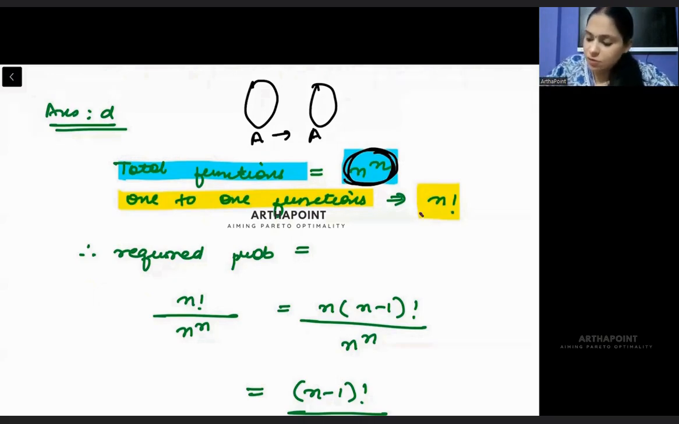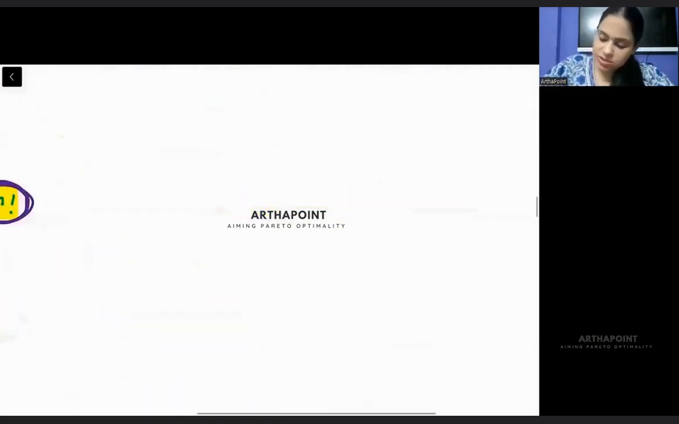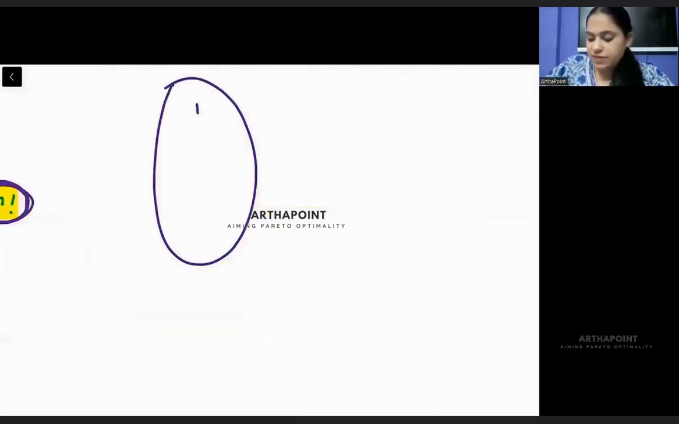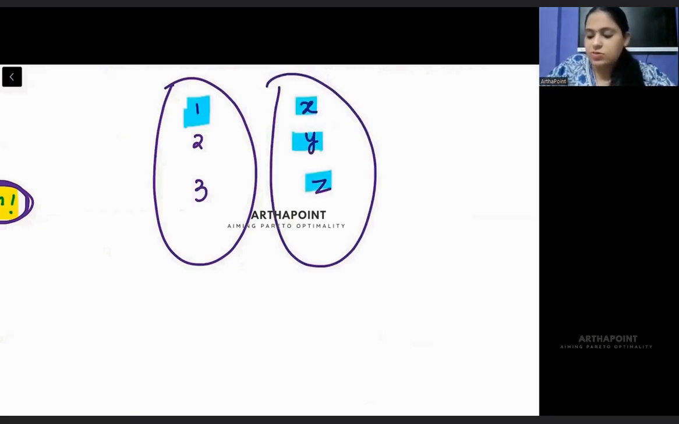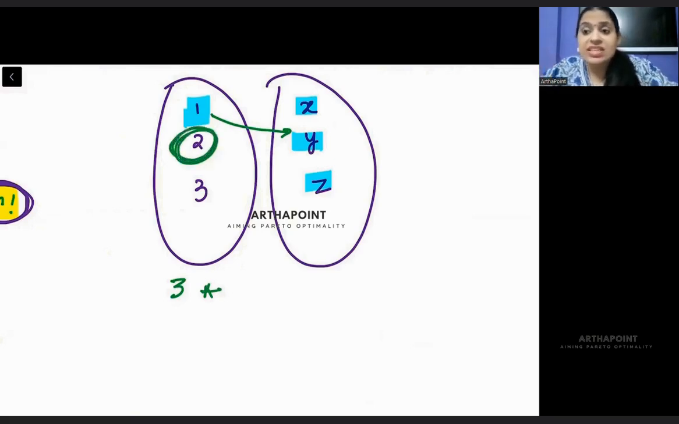तो फेवरेबल नंबर ऑफ फंक्शंस हो जाते हैं n factorial. इसका एक रीजन है, देखो ध्यान से. Suppose I have 3 values 1, 2, 3 and here I have x, y, z. So x can be linked to any of the 3 values. Suppose x इससे लिंक हो गया, 1 से. Now for it to be a 1-to-1 function, y किसी भी 3 से नहीं लिंक हो सकता है, right?